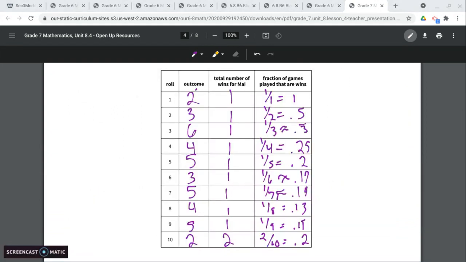Here is the resulting data from my various rolls. The first roll was a 2, so that means she won. But then rolls 2 through 9, none of them were a 2 or a 1 ever again. So her total wins stayed 1 all the way up until my last roll when she did get a 2. The fractions of the games played that are wins: 1 out of 1, she had a 100% winning rate. 1 out of 2, 50%. 1 out of 3, 0.33. 1 out of 4, 0.25, and so on and so forth. But then when she won 2, we went back up to 0.2.